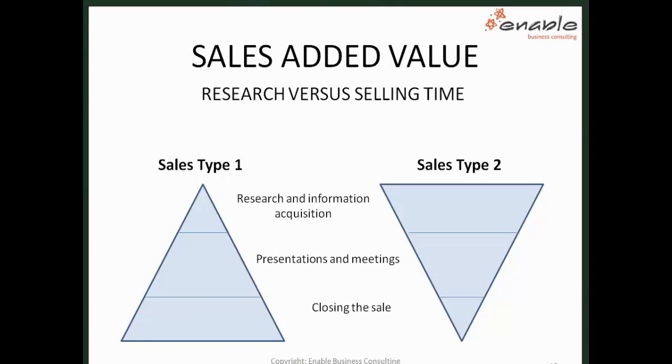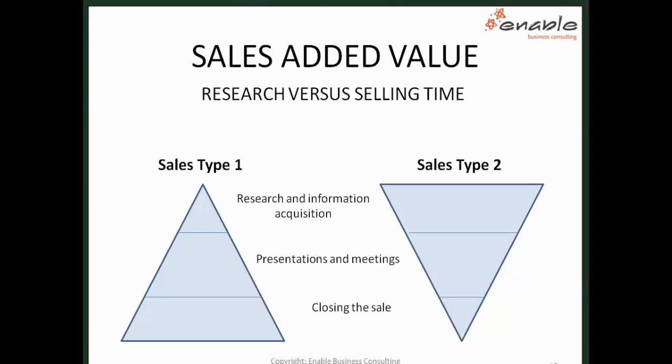As you can see, one of them has relatively little in the way of research going on at an early stage. The other has a significant amount. There's roughly the same amount of time spent within presentations and meetings. And finally, the last part, closing the sale. Type 1 has significant amounts of time spent on closing the sale. Type 2, much, much less.